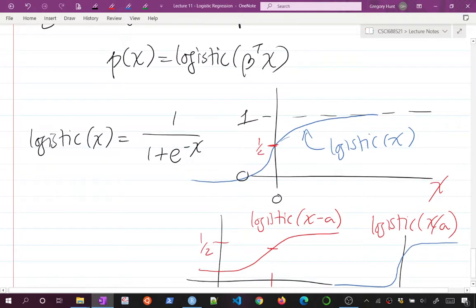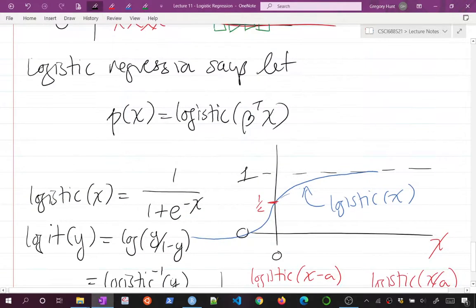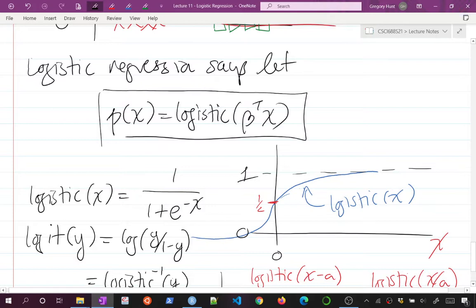So that's the logistic function. The logistic function has an inverse called the logit function. You could just solve it. So maybe, let's say logit of y is log of y over 1 minus y. And this is basically the logistic inverse of y in this case, right? So it's the inverse function. It's called logit. But the logistic function is just an S-shaped curve.